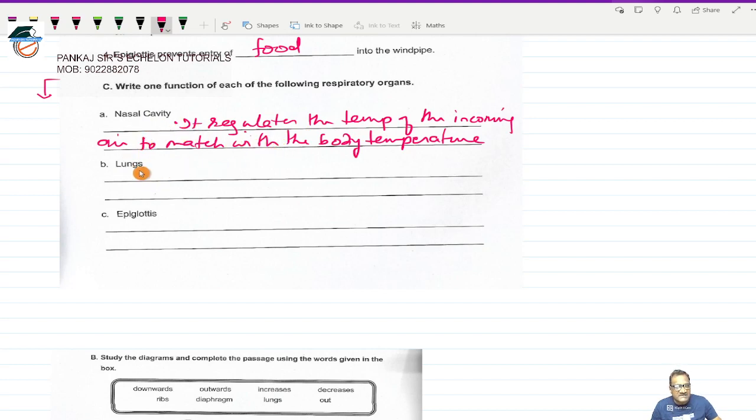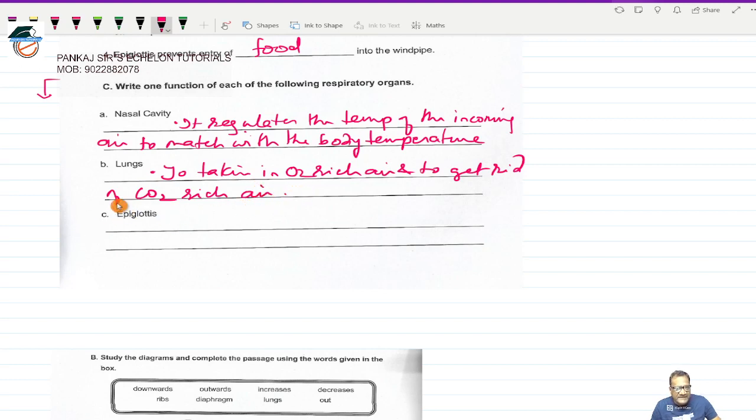Now the lungs. The main function of the lungs is to take in oxygen rich air and to get rid of carbon dioxide rich air. That's it. To take in oxygen rich air and to get rid of carbon dioxide rich air. This is the main function of the lungs.